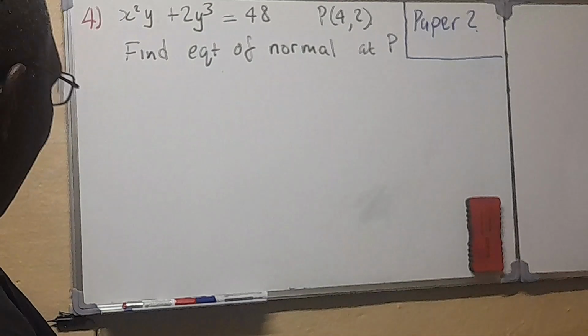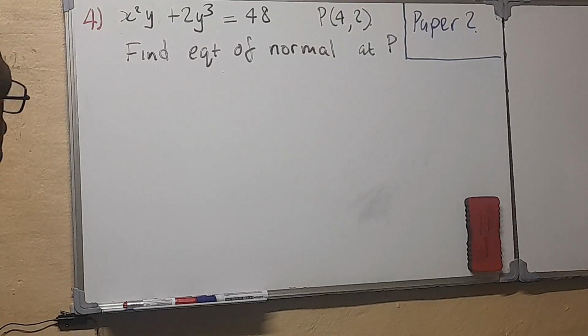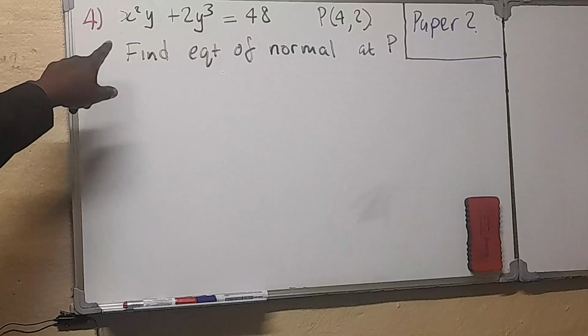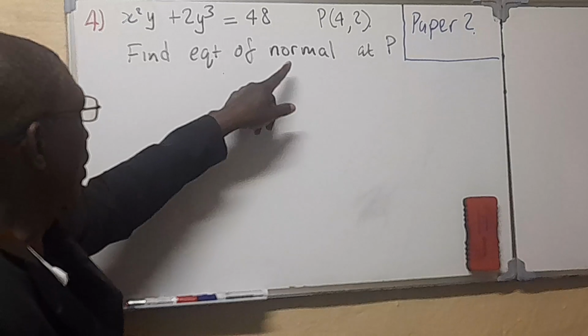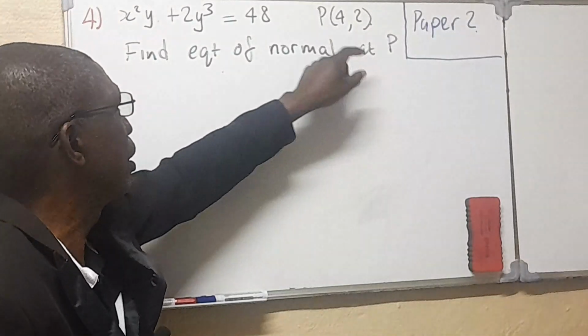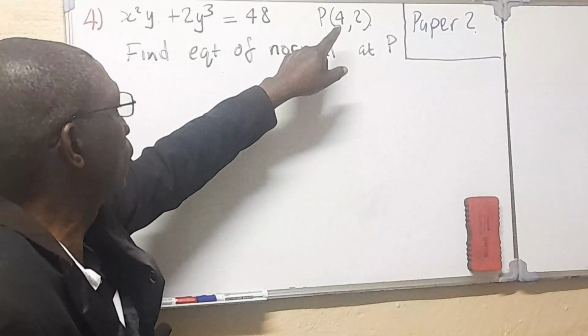In today's video, we are examining question number 4 from paper 2 of 2023. It's not written fully on the board because of lack of space, but I did summarize the question, picking up the main points. It says here, this is the equation of a curve, x squared y plus 2y cubed is equal to 48. Find the equation of the normal to the curve at point P being the point (4, 2) there.